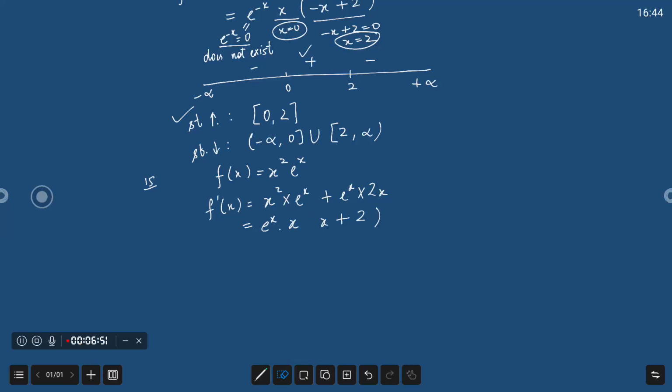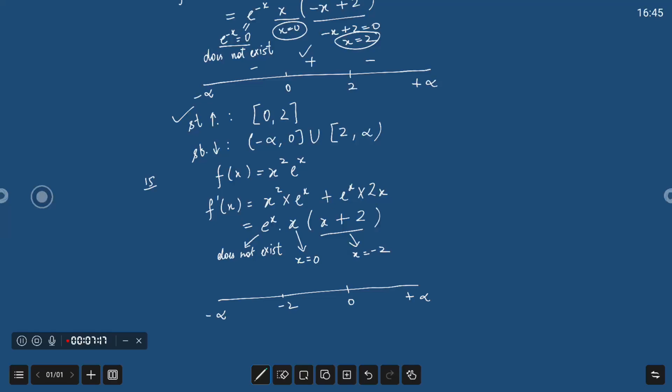So these are the factors of the given expression. For e raised to power x, there is no value. It does not exist. The value of x does not exist. So you can ignore this factor. What about the next factor? It gives you x equals 0. What about this? It gives you x equals minus 2. So now plot them on the number line. It is minus 2 and 0, plus infinity and this is minus infinity, right?